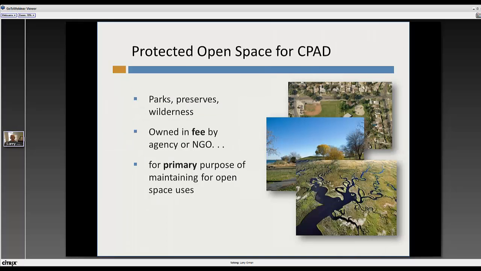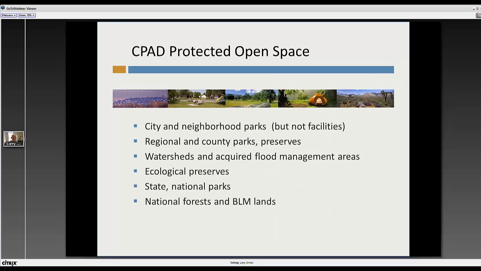So what's in CPAD, which is one of the two data sets in hand here? One deals with fee-owned lands that are held for open space purposes. The other, that I'll talk about later, CCED, deals with easement lands. The kind of lands that are in CPAD range from little tiny urban parks all the way up to great big stuff. We've taken an approach of having a very comprehensive data set that includes just about anything you could think of as open space.